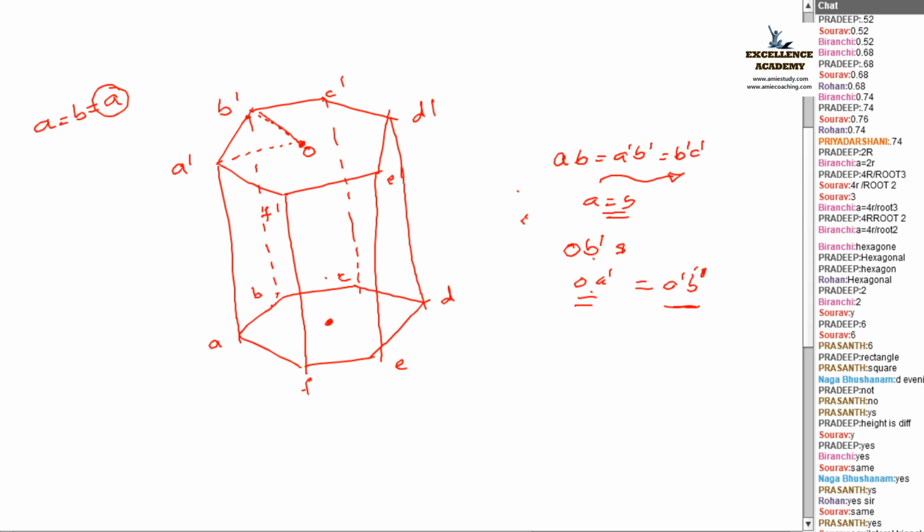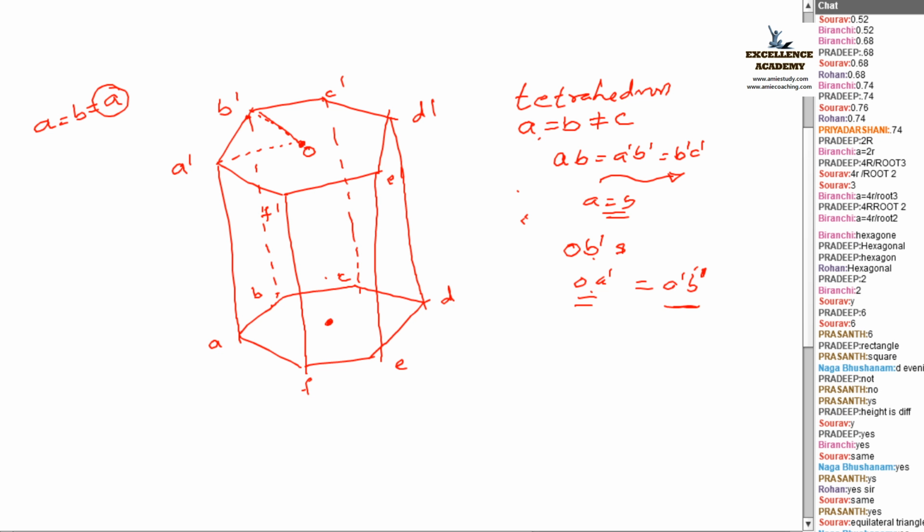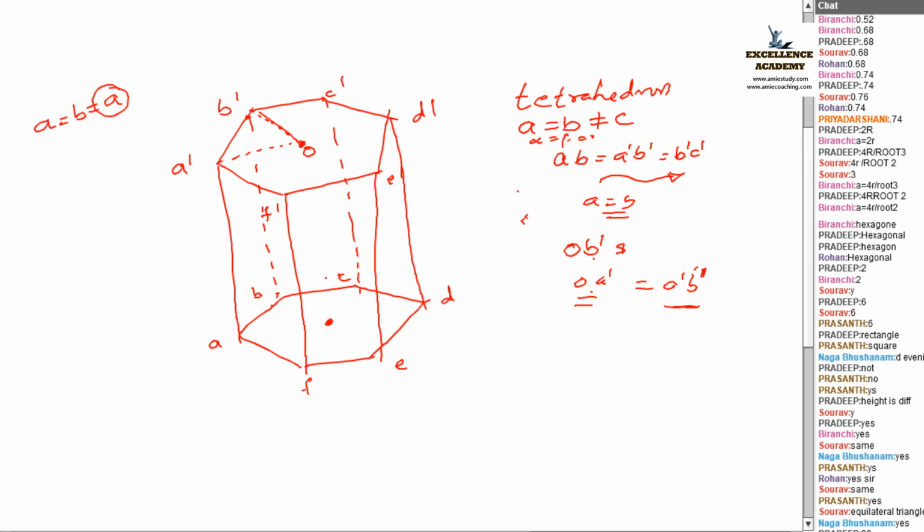Next is, I am going to divide this hexagonal prism into 3 tetrahedrons. That means 3 4-sided figures. Tetrahedron, you know that. What is the speciality? A equal to B, not equal to C. That is the speciality. Am I right? What about the angles? Yes, angles remain the same. Alpha equals beta equals gamma equals 90 degrees. How many tetrahedrons can I generate over here?